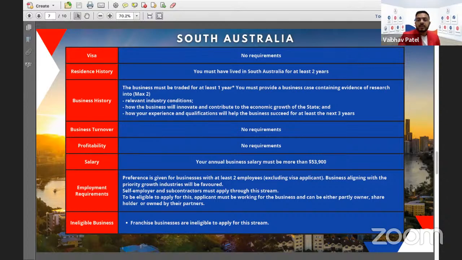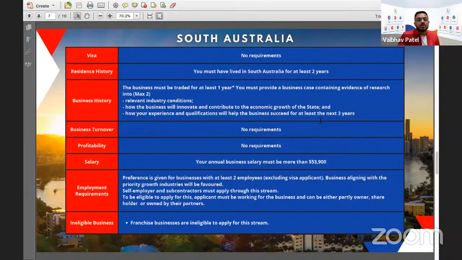containing the evidence of the research into the relevant industry conditions, how the business will innovate and contribute to the economic growth of the state, and how your experience and qualification will help the business succeed in the next 3 years. So basically, you have to provide an overall plan of your business, how your business is going to grow, and why you believe that you will be able to run the business in a profitable way and contribute to the economy of South Australia. Now, there is no requirement for profitability or business turnover.